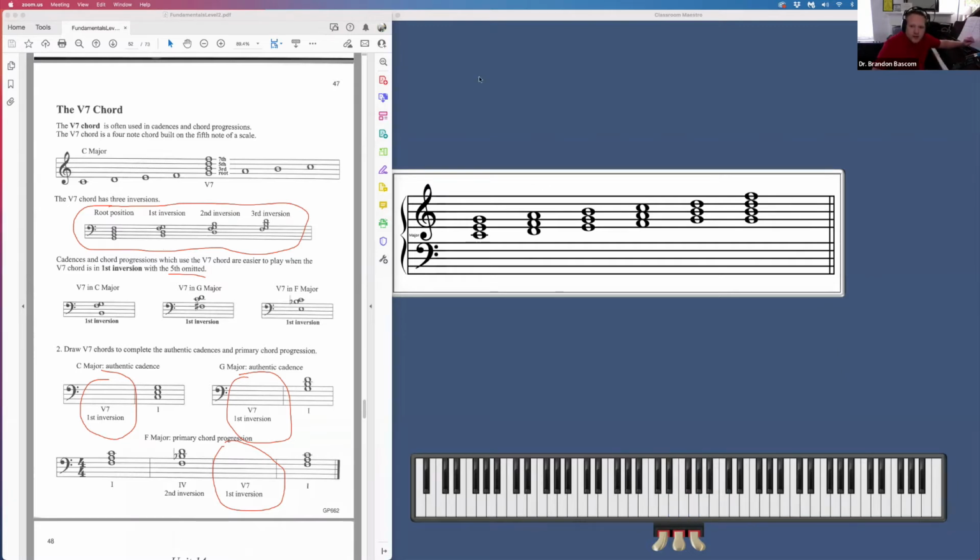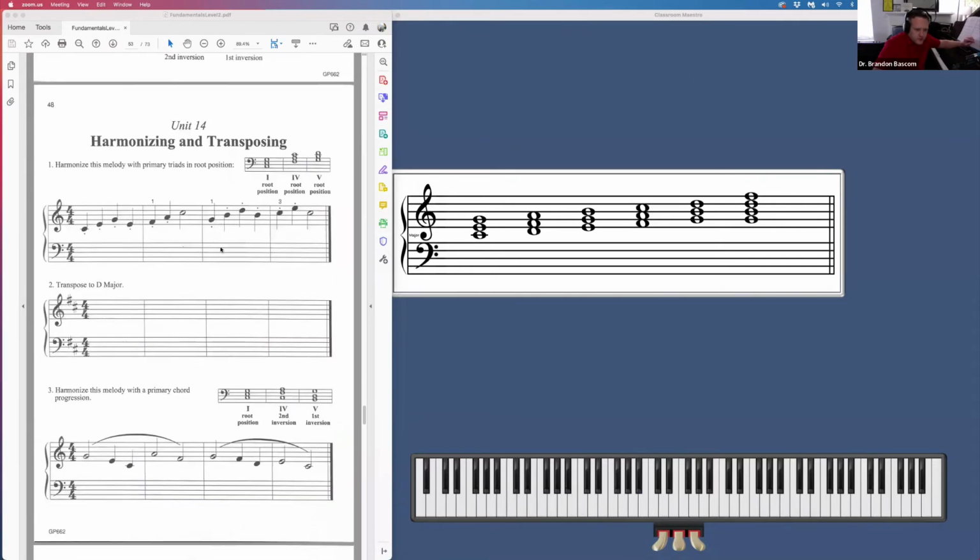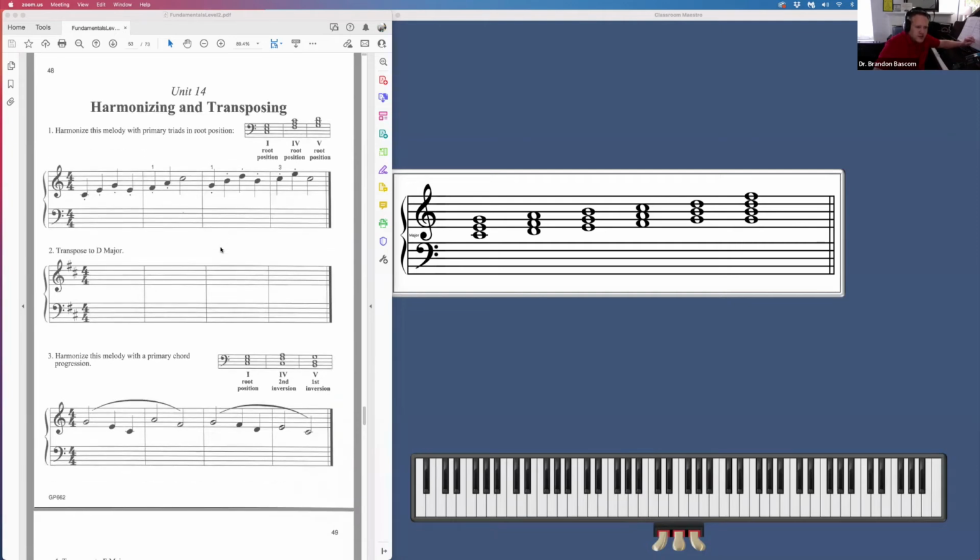All right, and that will do it for Unit 13. Moving on to Unit 14. Harmonizing and transposing. We struggle with this one. All right, so we have a melody. We need to harmonize by putting these chords in the left hand. Let me go over the rules again of when we do what.